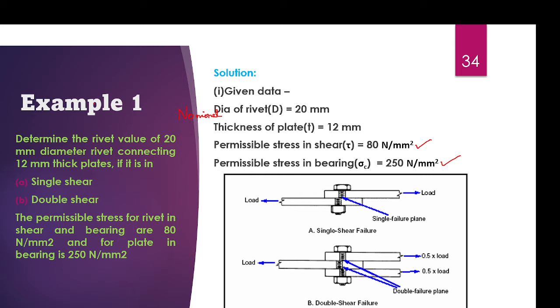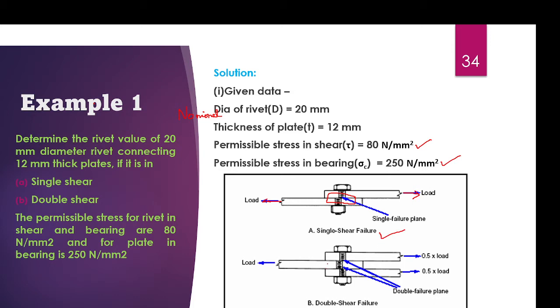In this figure, a bolt is connecting two plates and the load is acting in opposite directions. That means creating shear stress. And the bolt, or you can say the rivet, is suffering shear stress in a single plane, that is the connecting plane of these two plates. So as the bolt is suffering shear stress in a single plane, in this condition we can say it is single shear failure.